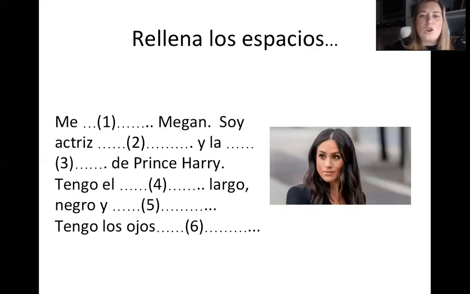Okay, rellena los espacios. Rellena los espacios. So you're looking for you here to fill in the blanks. I'm going to say the full passage. I want you to listen carefully. I think this is the first time we've really done this, so don't worry, bit of an experiment, first go for you, try your best.